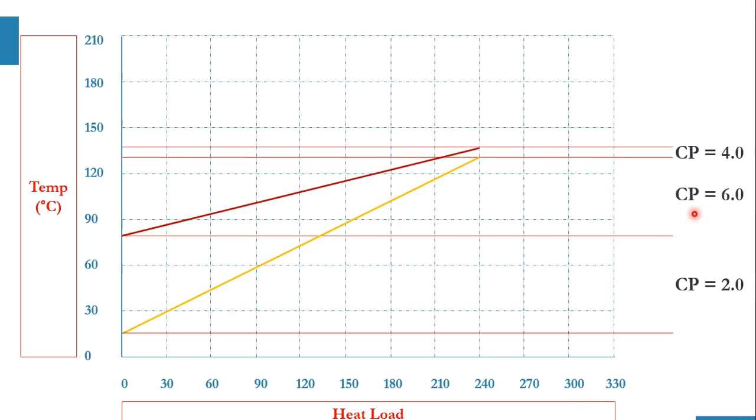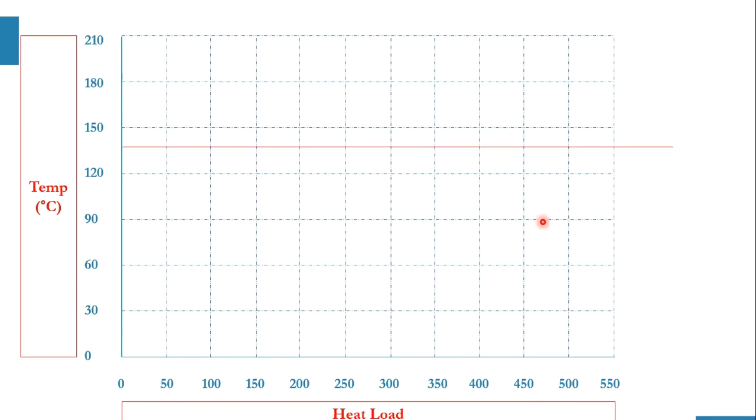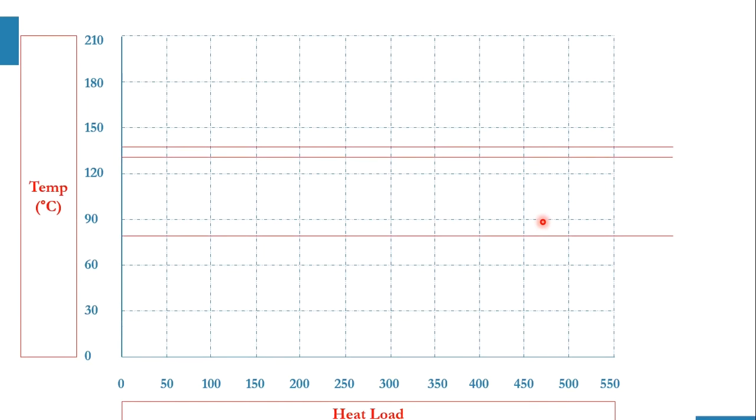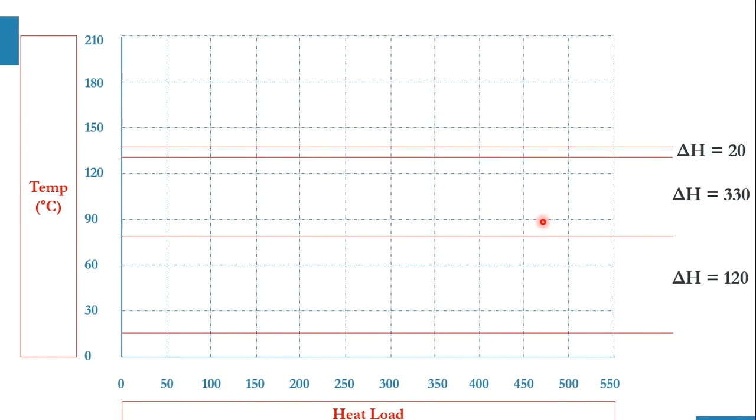Now, for this system, the total heat load, if you remember, was 470 kilowatt. So as you can see, it is 230 kilowatt and 240 kilowatt. So a total of 470 kilowatt. Now, this stream 20 to 135 and 80 to 140, 240 and 230 kilowatt. Now, in the same fashion, this is 140, 135, 80 and 20. Delta H is 20 over here, 330 and 120. So it shows that the total sum is 470 kilowatt, and you have to start from somewhere around here.